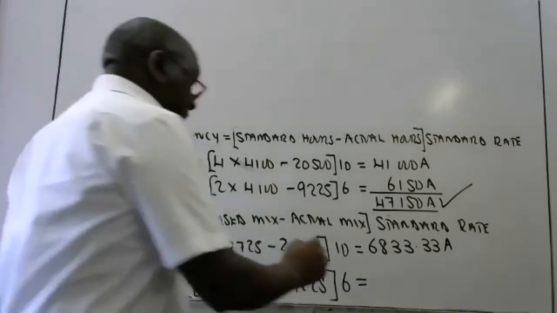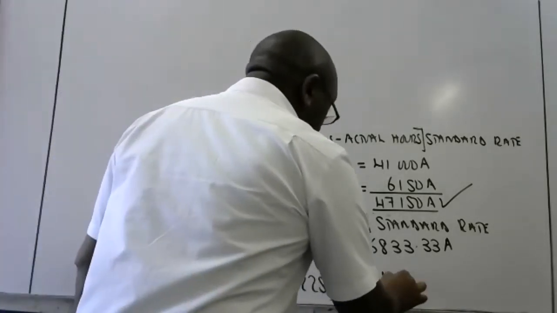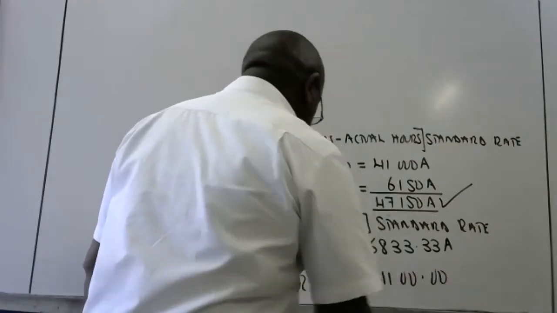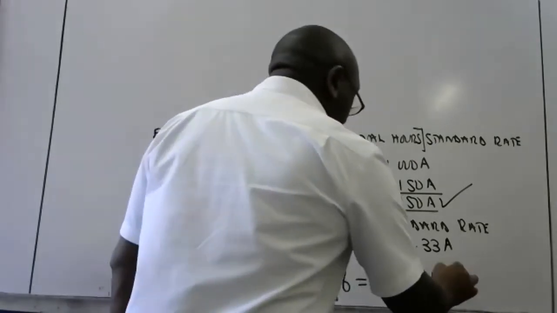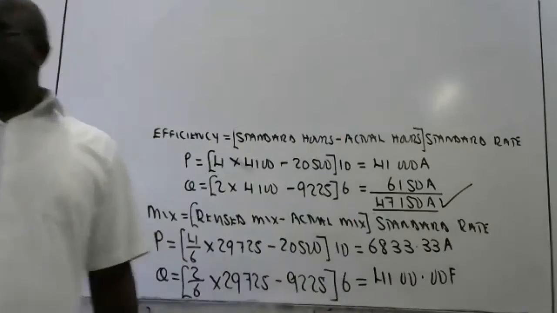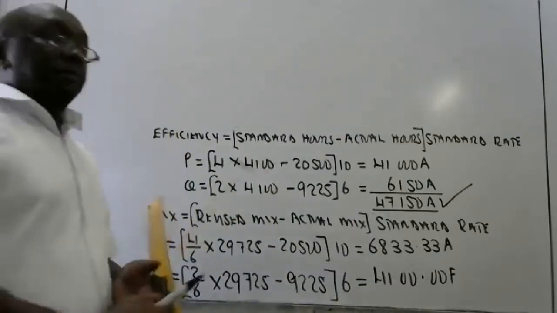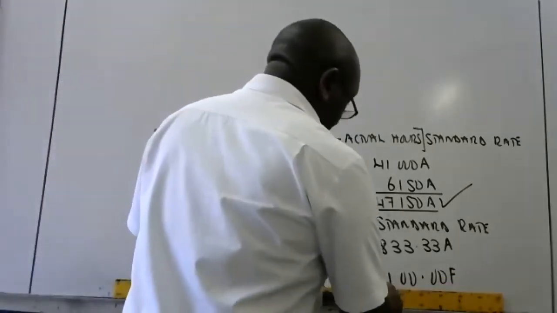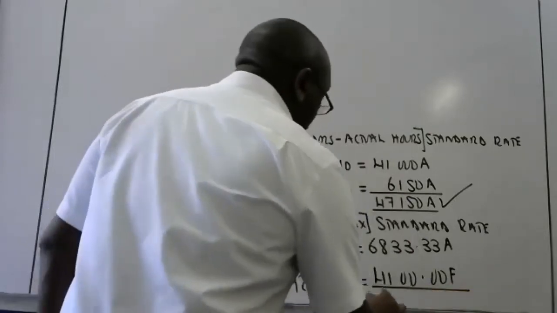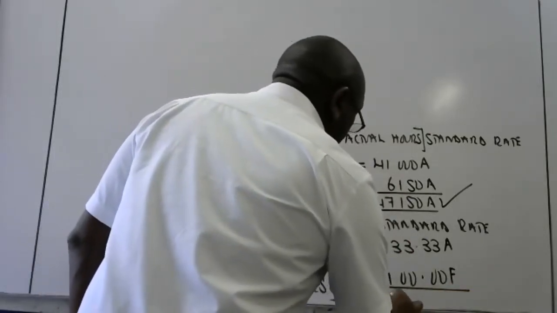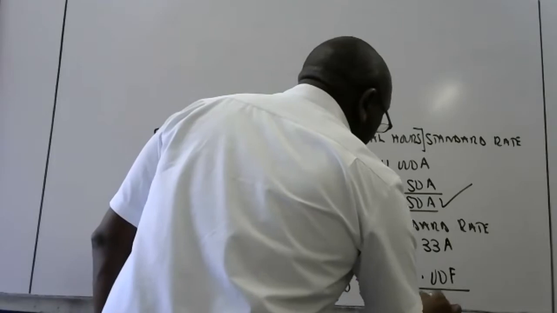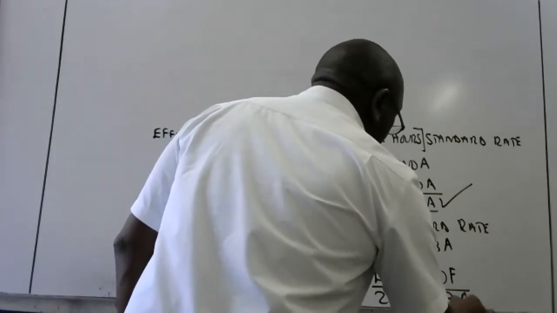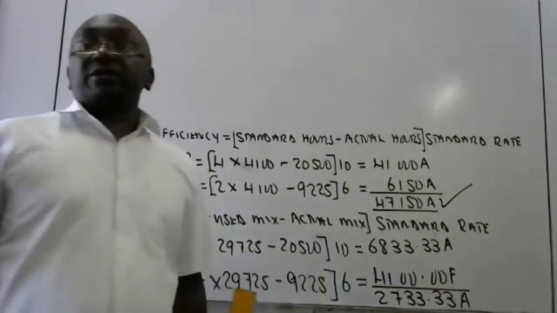For 100. Favorable or adverse? Favorable. So when we combine them, you should get 2733.33A. Adverse.